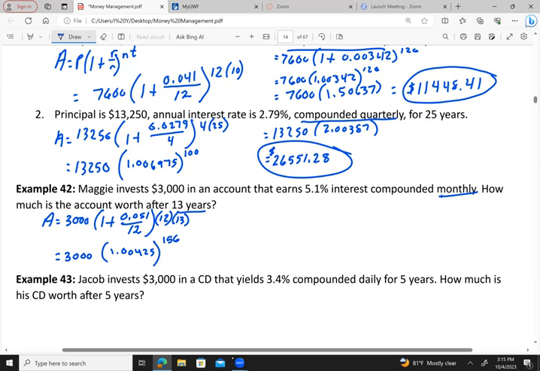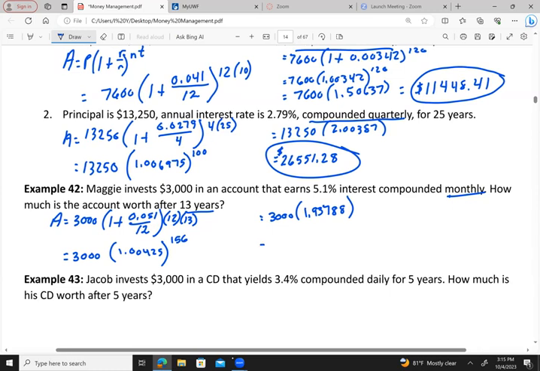Then I hit my caret button to the 156, and I get 3,000 times 1.93788. So 3,000 times 1.93788. That gives me $5,813.64. So it didn't quite double.